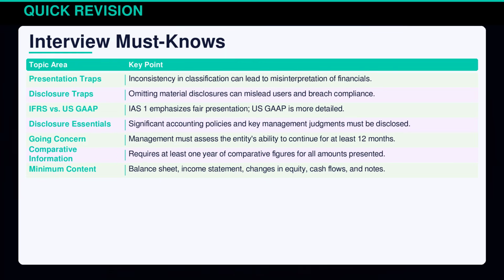In interviews, watch for traps in presentation and disclosure. Consistent classification is key. Key differences with U.S. generally accepted accounting principles include the level of detail and emphasis on fair presentation. Disclose significant policies and judgments. Always assess going concern. Comparative figures are essential, providing at least 1 prior year. Understand the minimum content required: balance sheet, income statement, equity changes, cash flows, and notes.